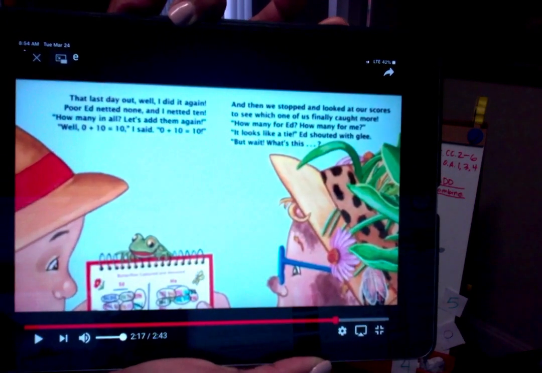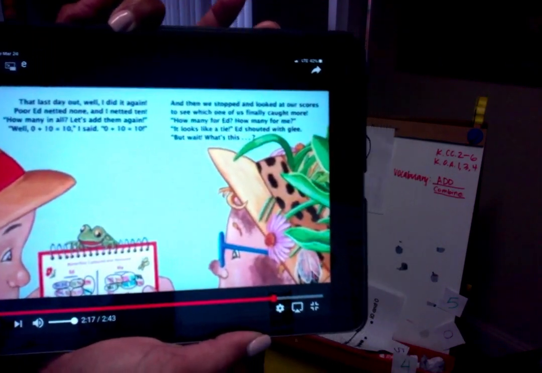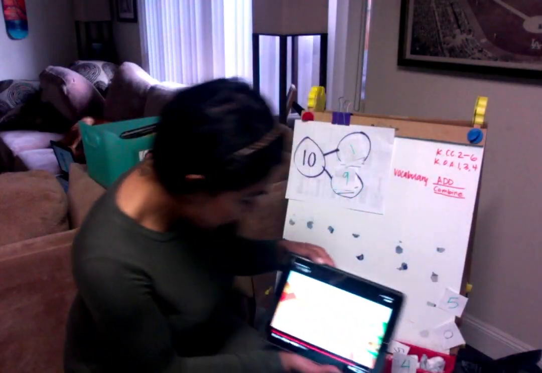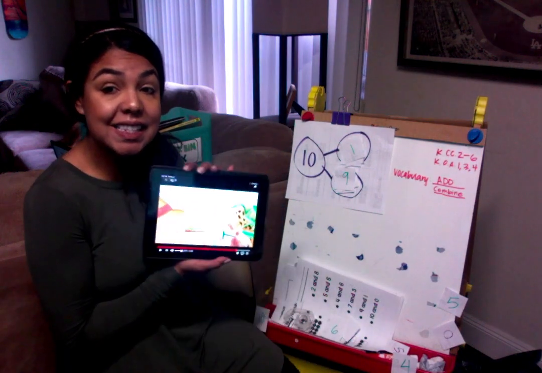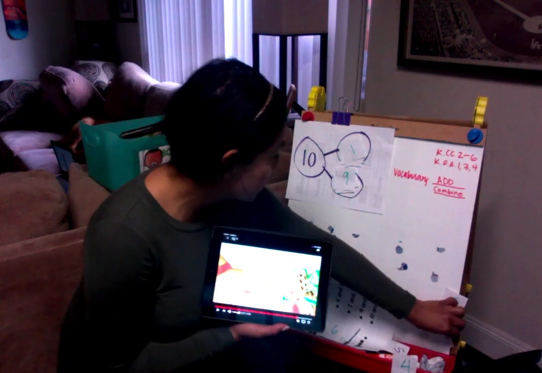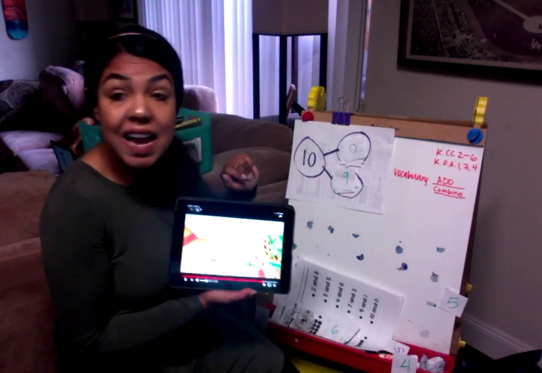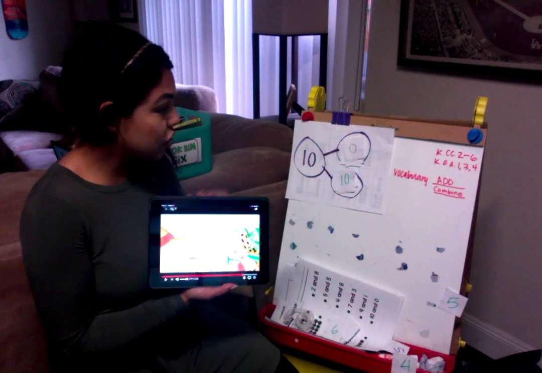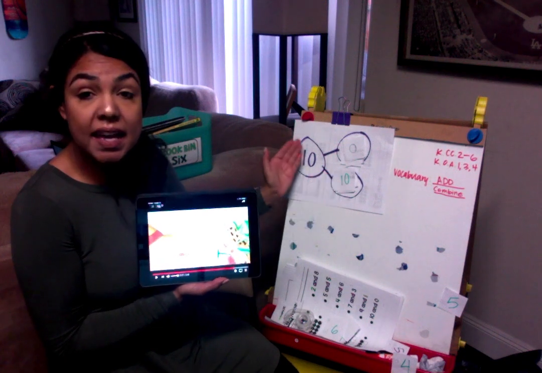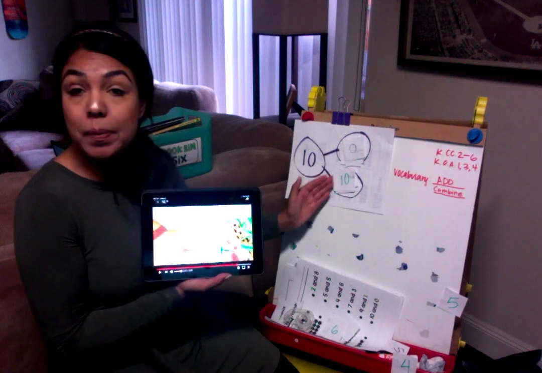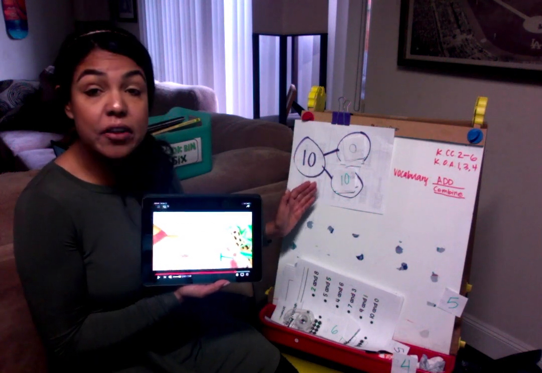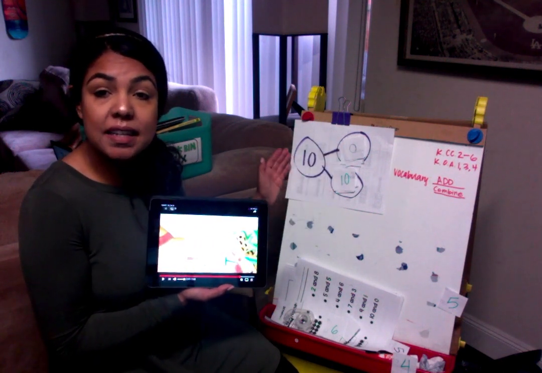But wait, what's this? Okay, but before we find out who won, let's do the last equation. Okay, Ed got how many in the last day? 0. So let's put our 0. He got 0, none. And then she got 10. Good. So 0 and 10 make 10. 0 plus 10 equals 10 if we add them, right? Let's add them together. 0 and 10 make 10.